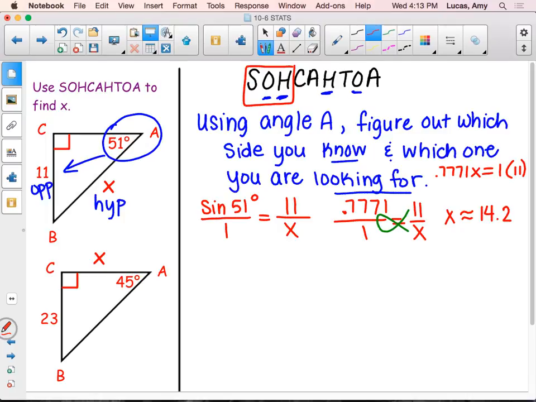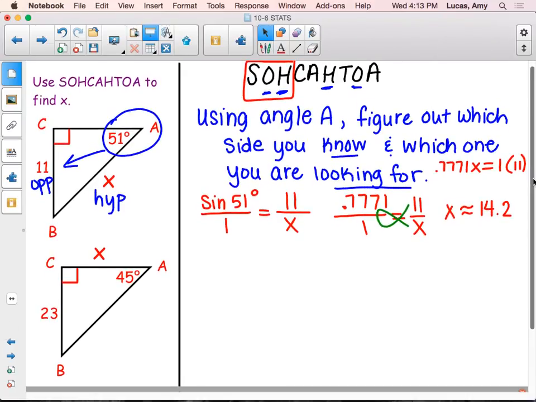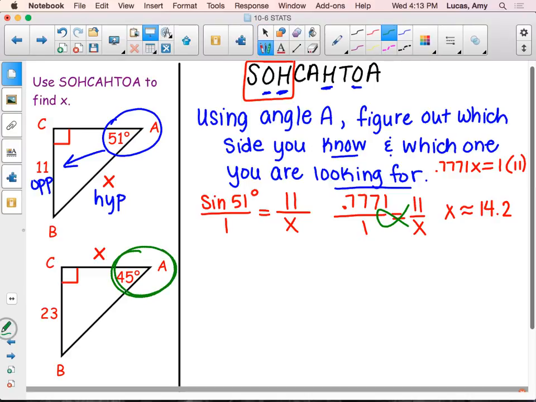Okay, my next problem. Now, my reference angle on this one is my 45 degrees. So angle A, 45 degrees. I do not have anything written on the hypotenuse on this problem, so I'm not using the hypotenuse here. So I'm going to rewrite my SOHCAHTOA so I can figure out which sides we're using. Okay, opposite is my 23, so I know the opposite side. And what I am looking for would be my adjacent side. So the ratio to use is tangent.